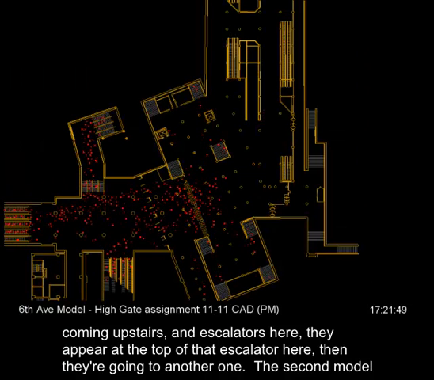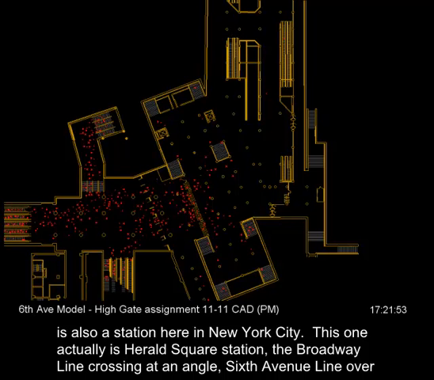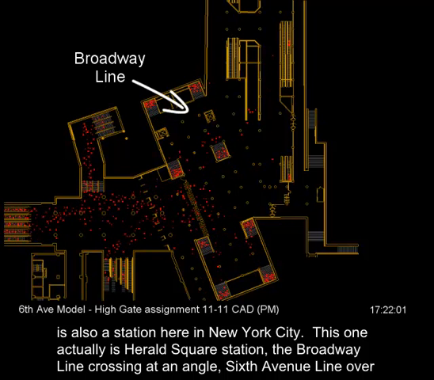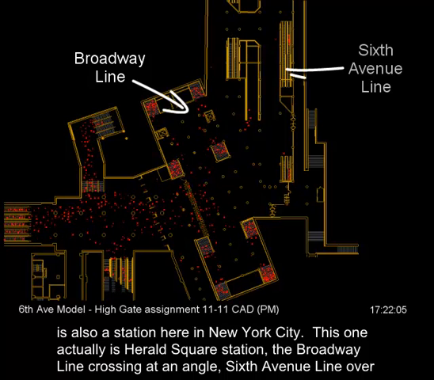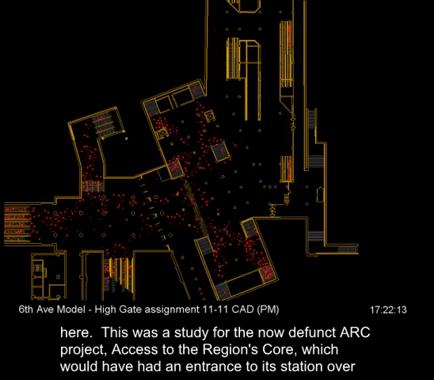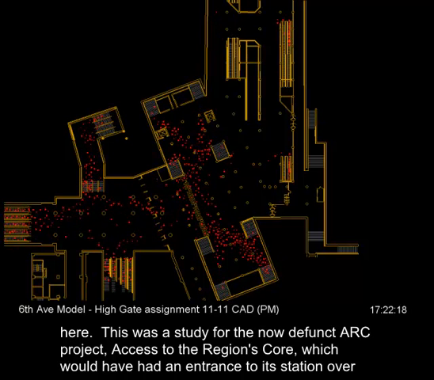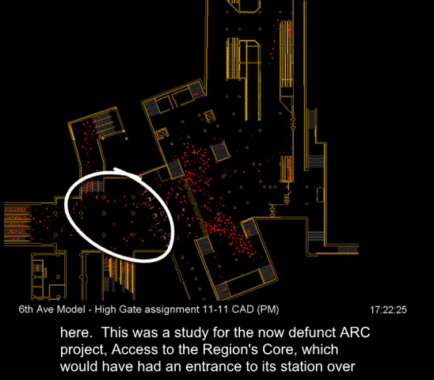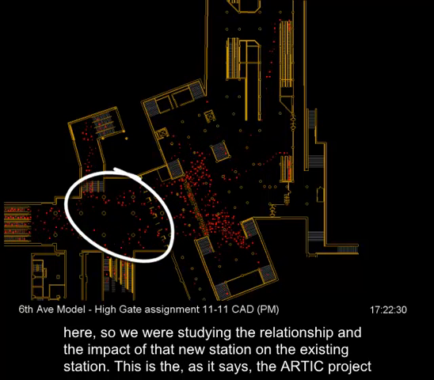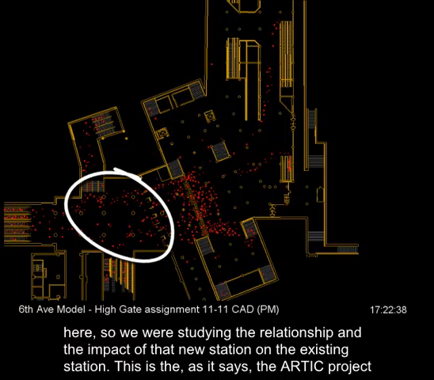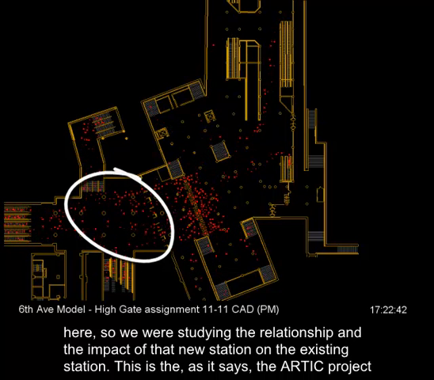The second model is also a station here in New York City. This one actually is Herald Square Station, the Broadway line crossing at an angle, the 6th Avenue line over here. And this was a study for the now defunct ARC project, Access to the Region's Core, which would have had an entrance to its station over here. So we were studying the relationship and the impact of that new station on the existing station.